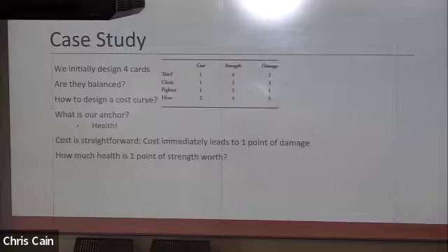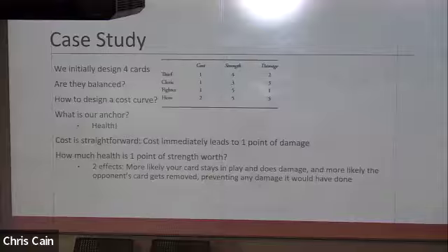So I think it's how likely your card sticks around and how much damage your card deals if it sticks around. So we should try to build some kind of function based off of that. The other part of that is if it removes your opponent's card, it prevents the damage that it would have dealt. So high strength means you're more likely to deal your damage and less likely your opponent is to deal their damage.